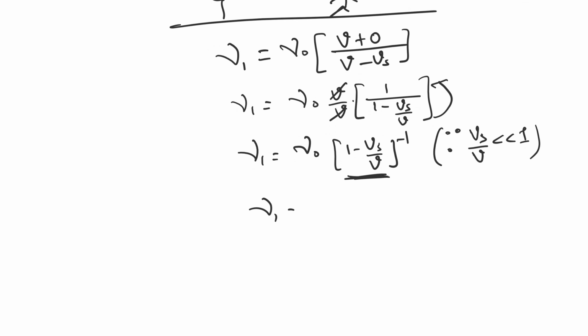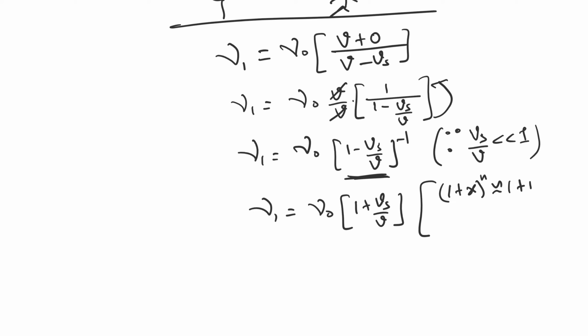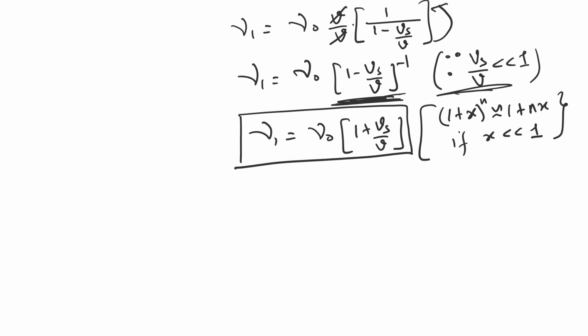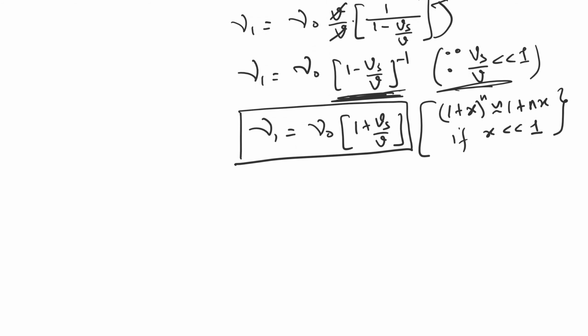So nu1 would be equal to nu naught times 1 plus vs by v. Binomial approximation says that (1 plus x) to the power n is approximately equal to 1 plus nx if x is much smaller than 1. This condition is satisfied over here, so we can apply binomial approximation. From here we get the apparent frequency due to the first source.